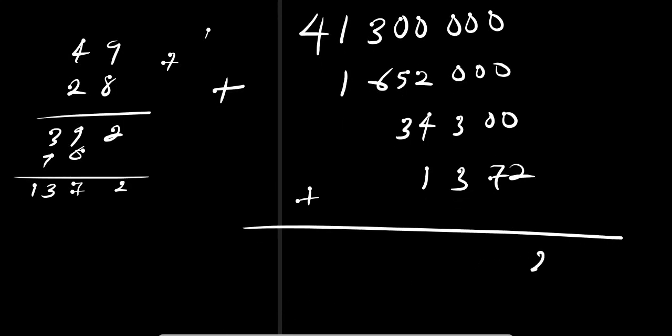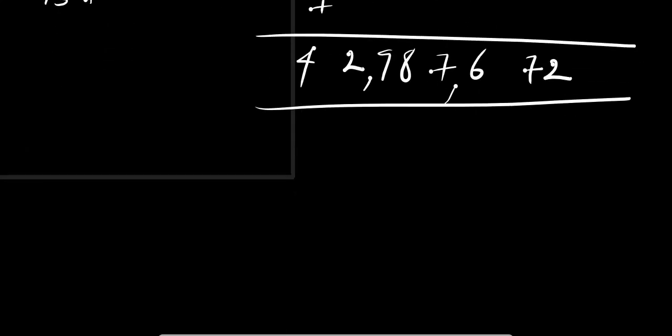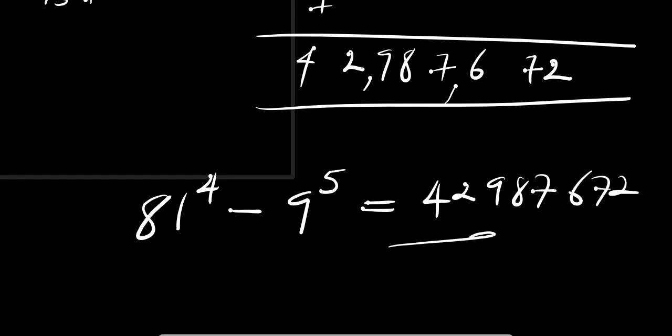So this will give us 2. This will give us 7. This will give us 6. So this will give us 2 plus 4, 6 plus 1, 7 again. This will give us 8. Right? So this will give us 3 plus 6, 9. This will give us 2. And this will give us 4. Have you seen it? So what is it now? This is 42,987,672. So the value of 81 power 4 minus 9 power 5 equals 42,987,672. Incredible, without the use of calculator. This is it, guys. Thank you and goodbye.